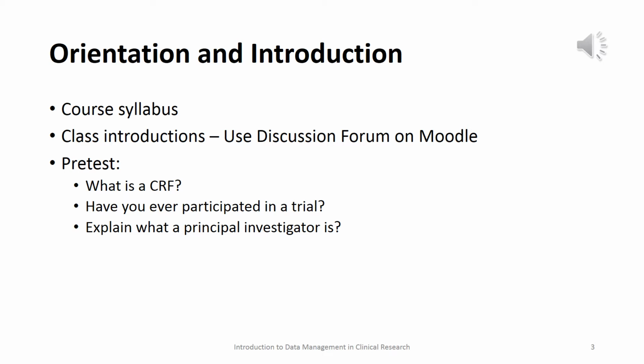And then finally, explain what a principal investigator is. Most people don't know what that is, but a principal investigator is a doctor, a physician, that conducts a trial at a specific clinical site. It could be one of the big academic medical centers such as Duke or UNC or the Mayo Clinic, but it could be at an individual doctor's office or at a private clinic someplace.